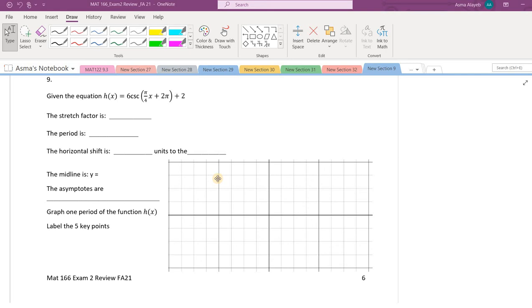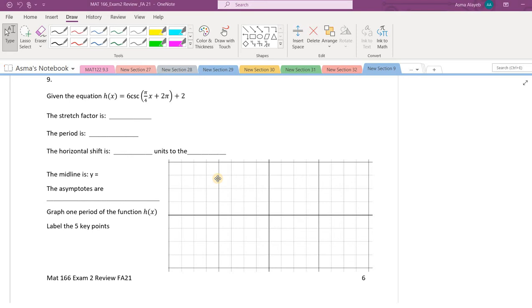This is exam 2 review, part 2. This is question number 9. We want to graph the equation h of x is equal to 6 cosecant of pi over 4 x plus 2 pi, plus 2. So in this case, I'm not going to focus on cosecant.